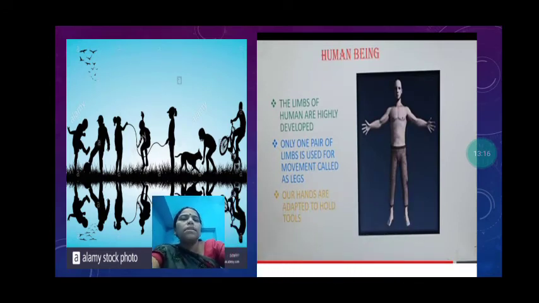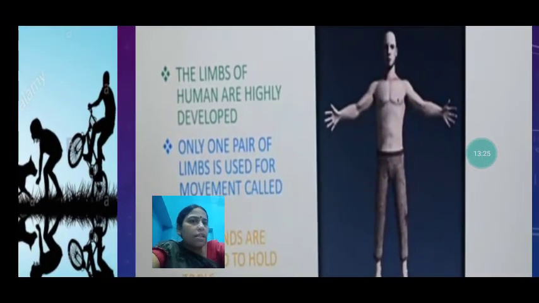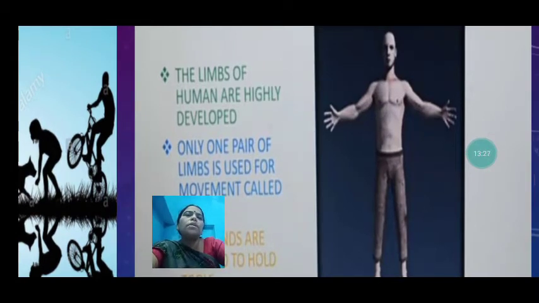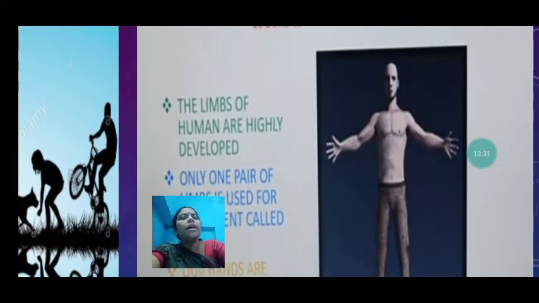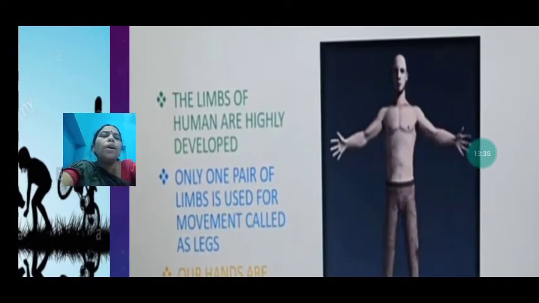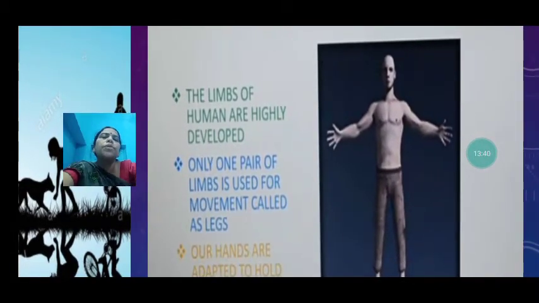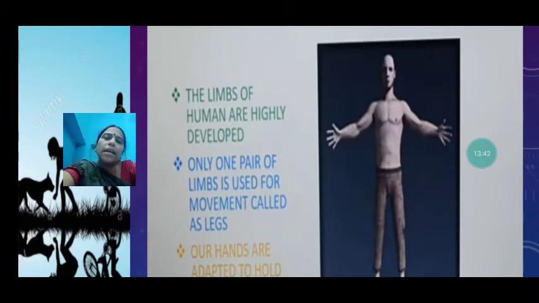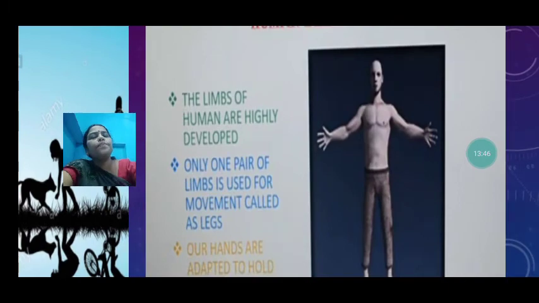Now, let us see human beings. The limbs of human beings are highly developed. So we know that our limbs, whether they are hind limbs or forelimbs, that means whether they are legs or the hands, are very highly developed. Only one pair of limbs is used for movement, called legs. So one pair of limbs, the legs, is used for movement. To move we need legs.